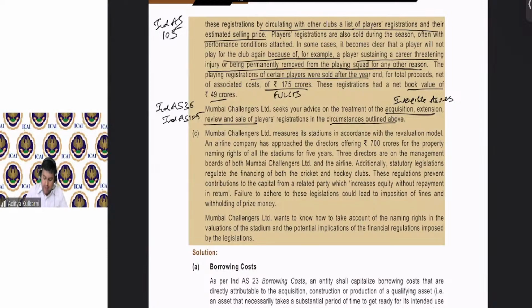All right. Coming next, Mumbai Challengers measures its stadiums in accordance with the revaluation model. Is it permitted to do so? Yes, it is permitted to do so. An airline company has approached the directors offering 700 crores for the property naming rights of all the stadiums for 5 years. Okay. So typically you have these companies.